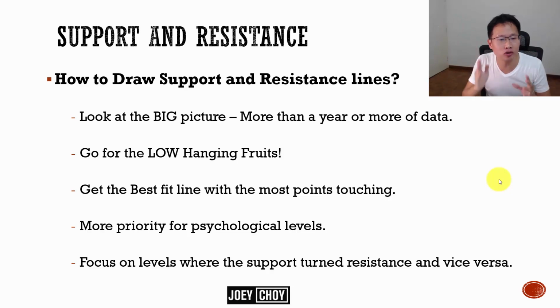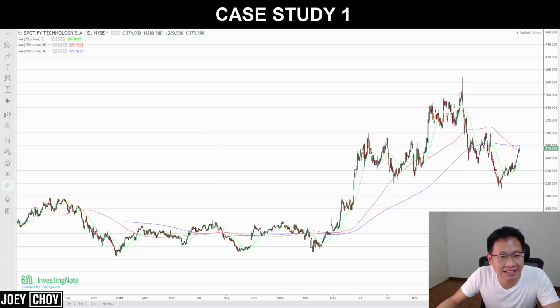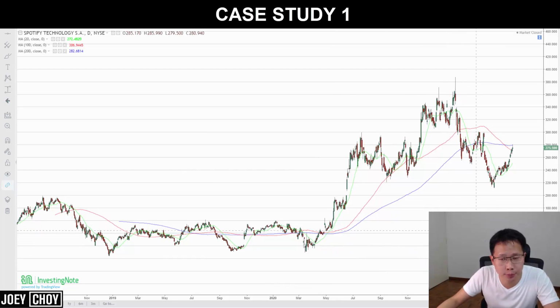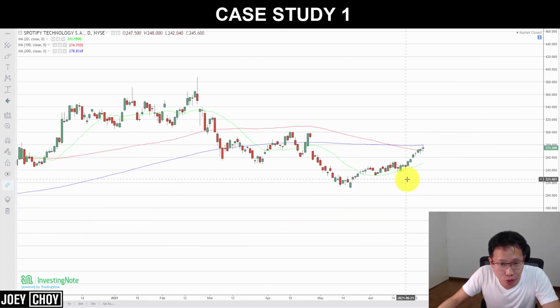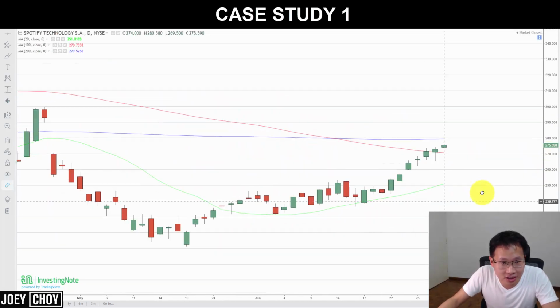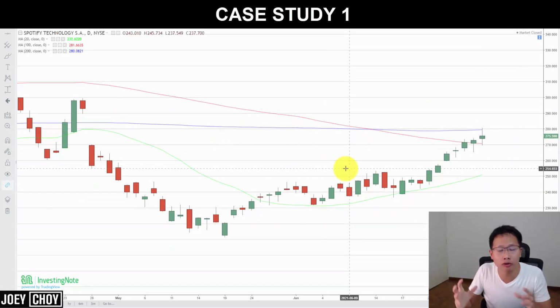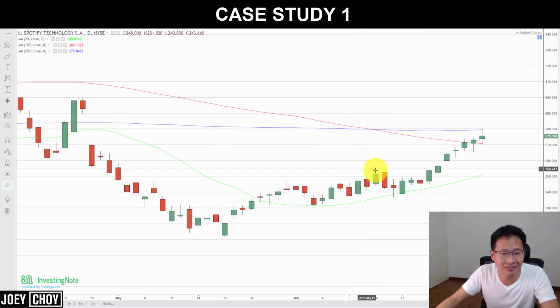So let's take a look at how we actually draw this line. Let's take a look at some live case studies right now. For this stock right over here, you can see this is Spotify, and let's go draw what we call the support and the resistance line. I mentioned in number one, we're going to look at the big picture. We're going to zoom out. We don't want to just zoom in and look at it like right here and ask what is this, right? So we're going to zoom out, look at the big picture, a year or more of data, right?